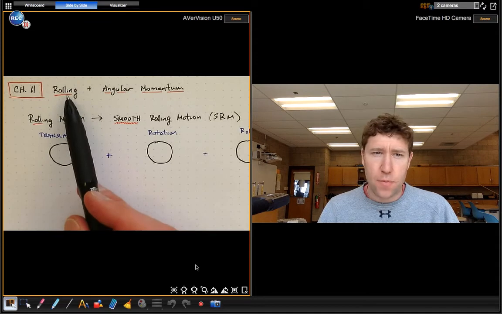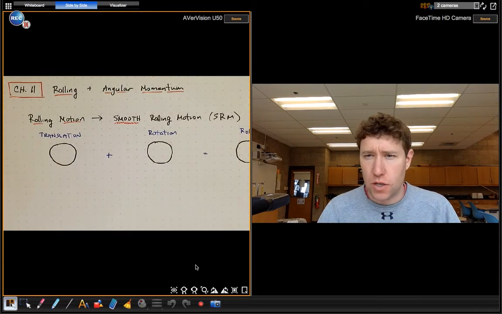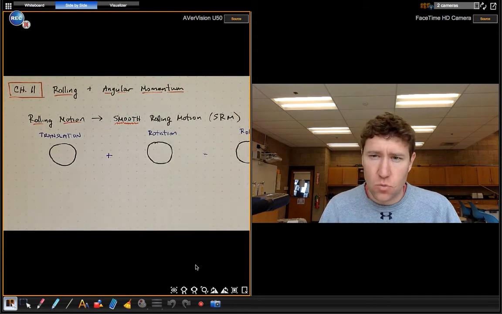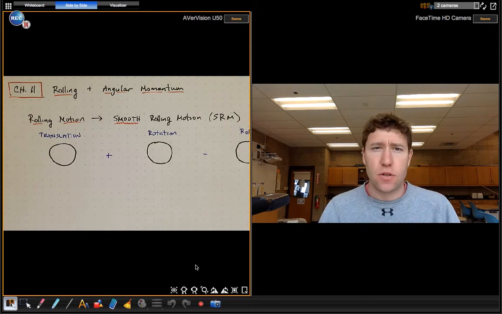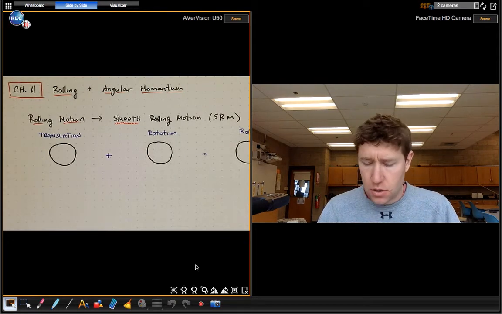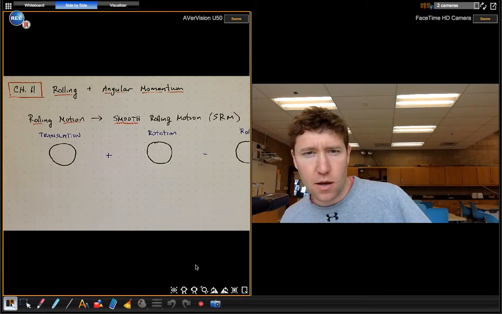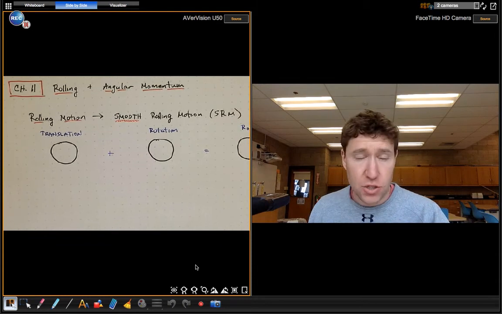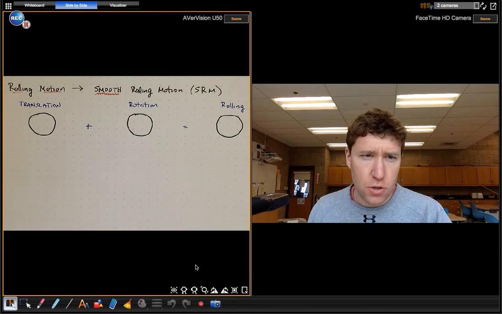We're going to start off by talking about rolling motion today. We're going to have at least two videos on rolling motion, and then angular momentum will probably also be at least two videos. So try to break this down into four chunks, and maybe each chunk will be manageable. But this is a difficult unit. We're going to need to combine a lot of information that we've already learned, as you'll see. So let's start with rolling motion.